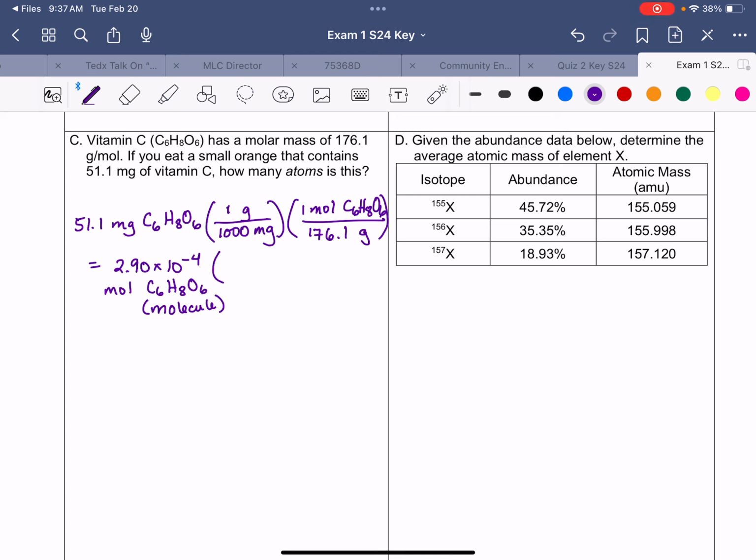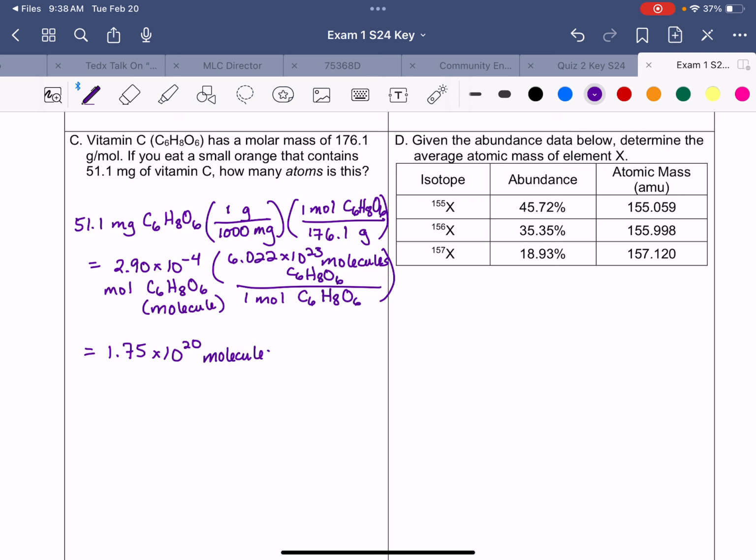So when we use Avogadro's number, this gives us Avogadro's number of molecules of C6H8O6 for every mole of the entire thing. Because we use the molar mass of the entire molecule, Avogadro's number gives us the number of molecules. So if you stopped here at 1.75 times 10 to the 20, this isn't the number of atoms yet, it's the molecules of C6H8O6.